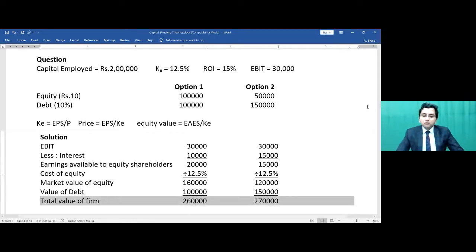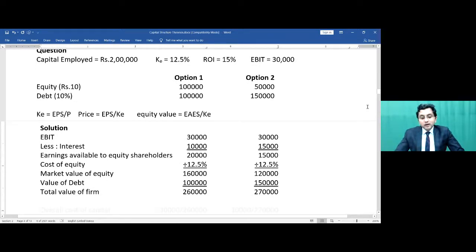So what you can observe over here, in option 2, there is more debt, and that more debt is favoring you. The value of the firm has gone up from 2,60,000 to 2,70,000 if you increase the proportion of debt in your capital structure. So one moral of the story: with an increase in debt, the value of the company increases.